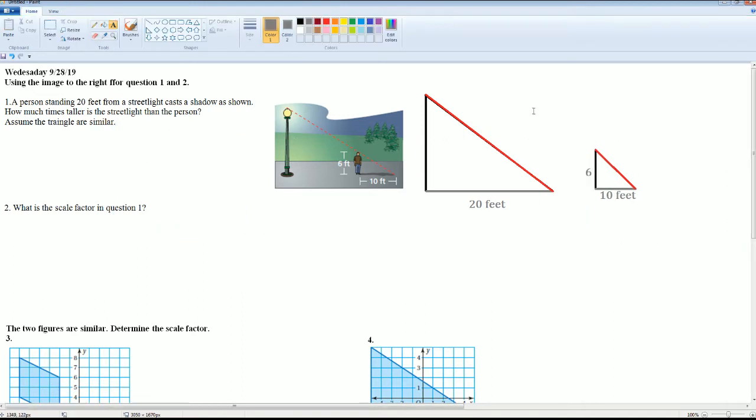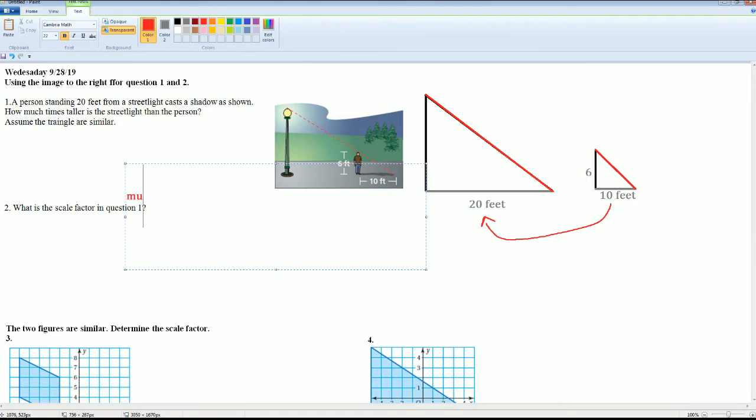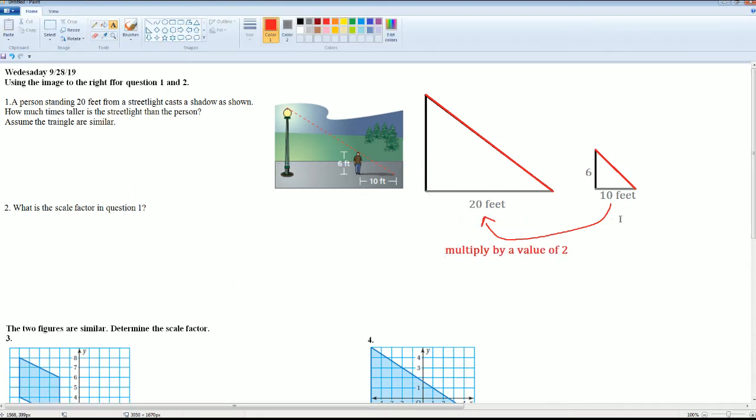Good. So how many times taller is the street light? It goes from here to here. Think about the idea of scale factor. How much bigger? So originally, let's just use some arrows. It goes from 10 feet all the way to 20 feet. How did it go to 20 feet? They multiply by the what? They multiply by a value of 2. So 10 feet to 20 feet, multiplied by a value of 2.